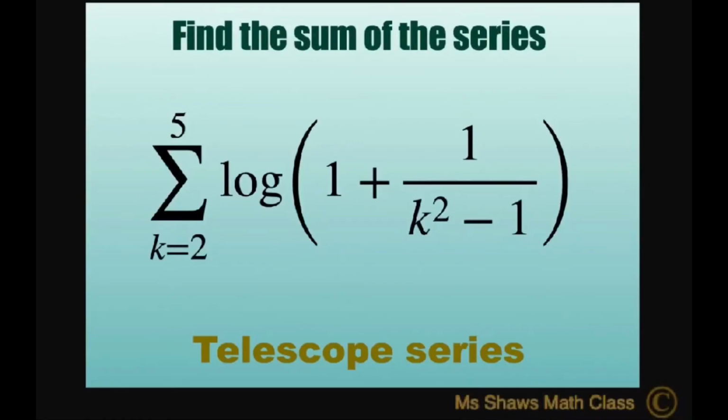Hi everyone, we're going to find the sum of the series from k equals 2 to 5 of log of the quantity of 1 plus 1 divided by k squared minus 1. The first thing we can do is simplify this by getting the common denominator. So I'm going to write the sum for k equals 2 to 5 and write log.